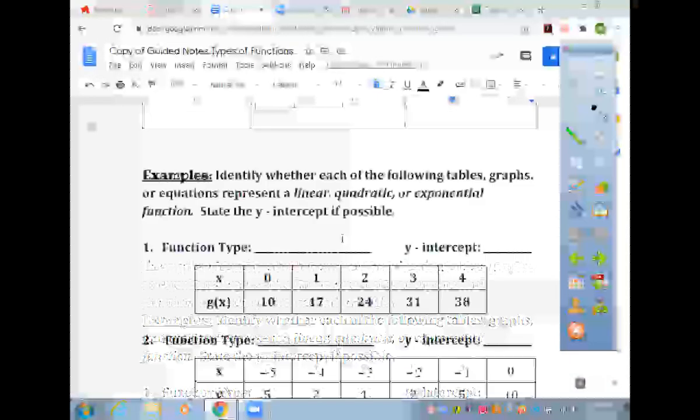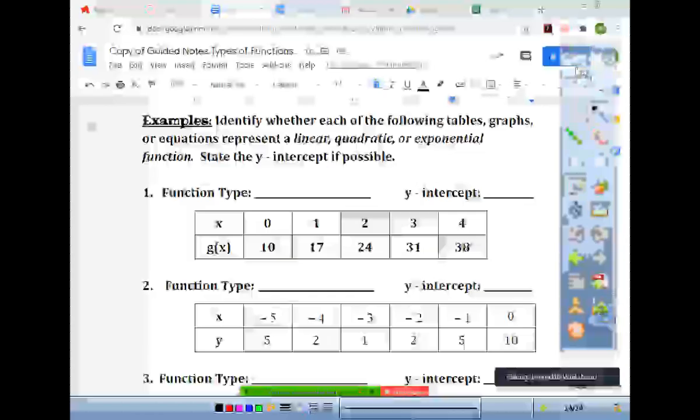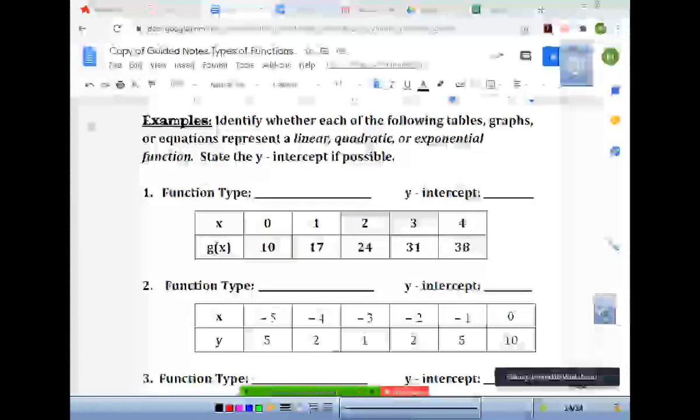Okay, so that's what these last examples are going to have us do, is look at these different types and tell us what we think it is. So they're going to look at some tables here. Looking for patterns in this table. Okay, what's the pattern in the X's? +1. Each time they're adding 1. +1 for each of the next ones.